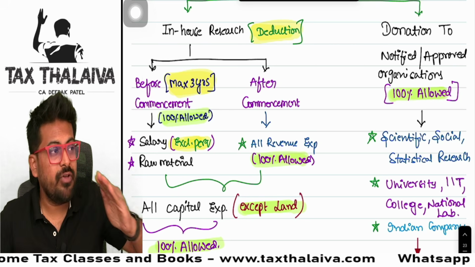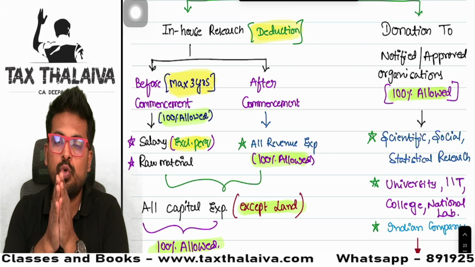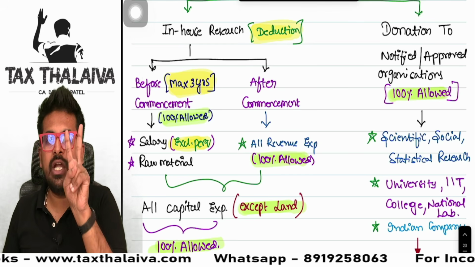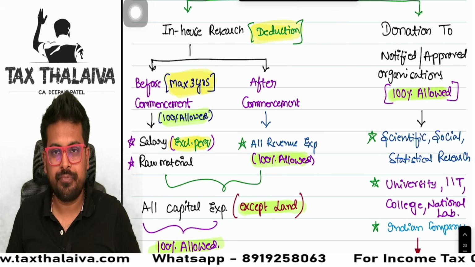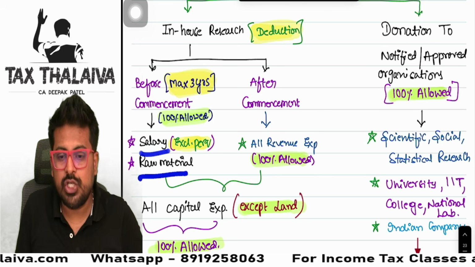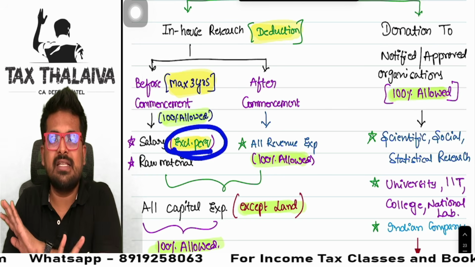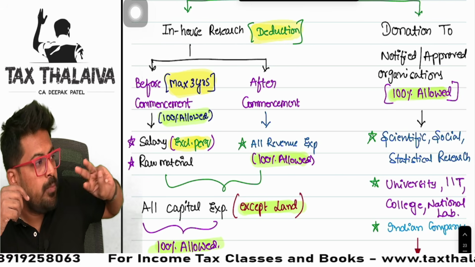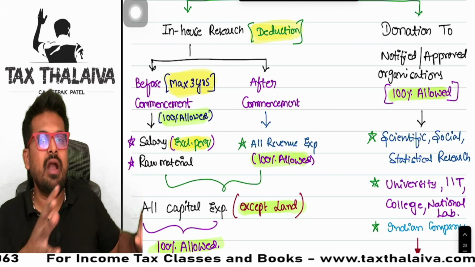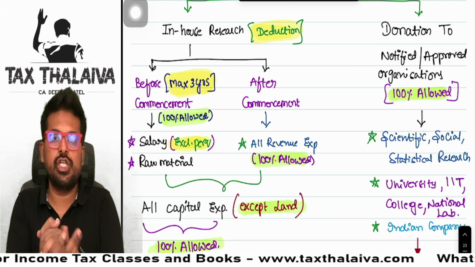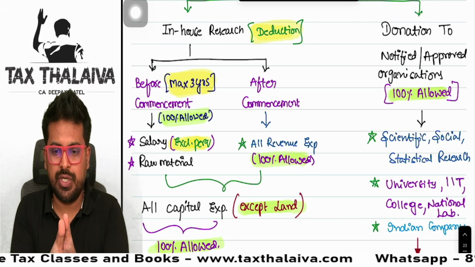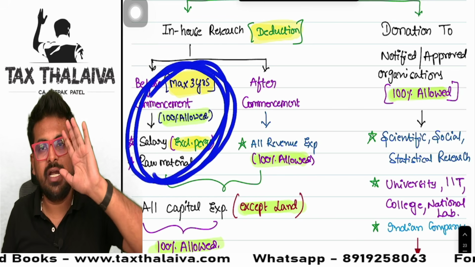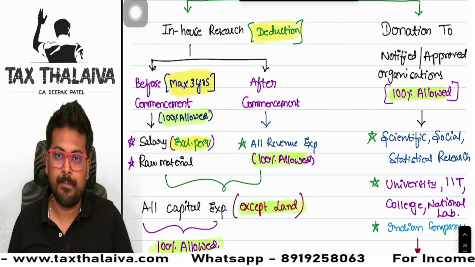In that case, before starting your business, if you have incurred any kind of revenue expenditures, only two kinds of revenue expenditure are allowed. One is salary and the other is raw material. But mind you, here perquisites in salary will not be allowed. So before starting your business, up to a maximum of 3 years, whatever salary expenditure and raw material expenditure you incurred for in-house scientific research, you can claim 100% as expenditure, it is allowed. But mind you, maximum 3 years it is allowed.